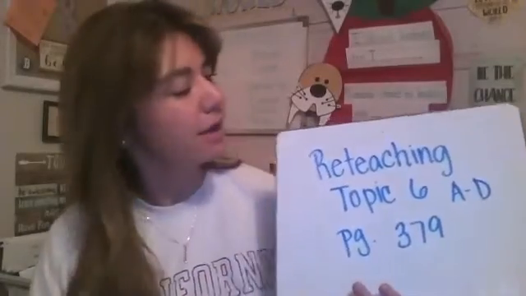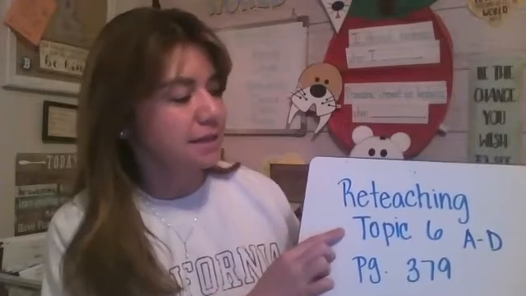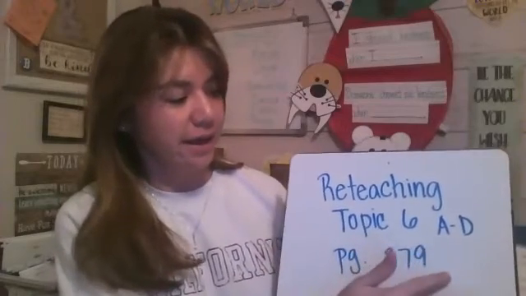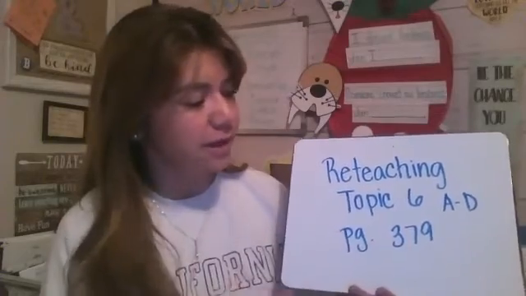Okay, hello second graders. Today we are working on the reteaching pages for topic 6. We're going to be looking at A through D, and we're going to find that on page 379. So if you can please take out your book and your pencil. I'm going to share my workspace with you.